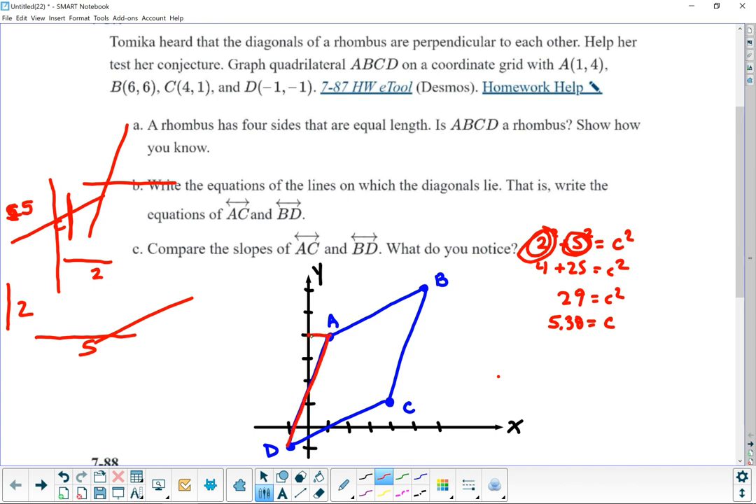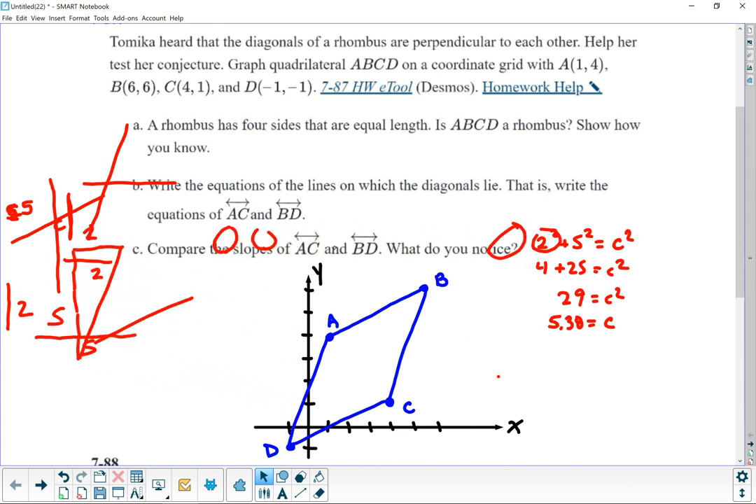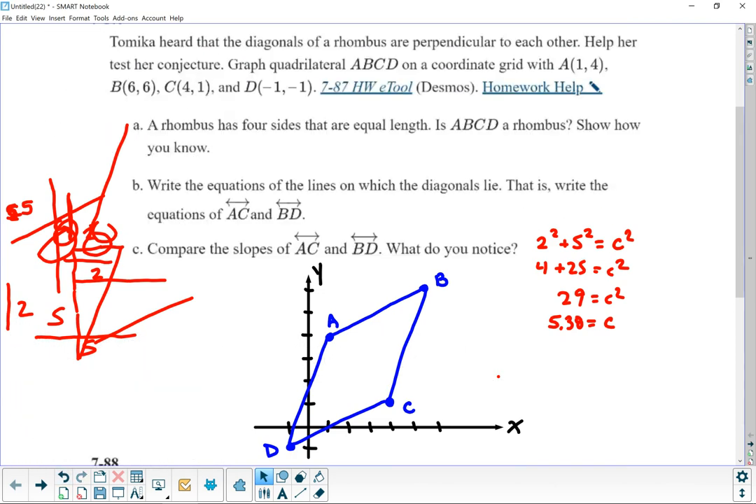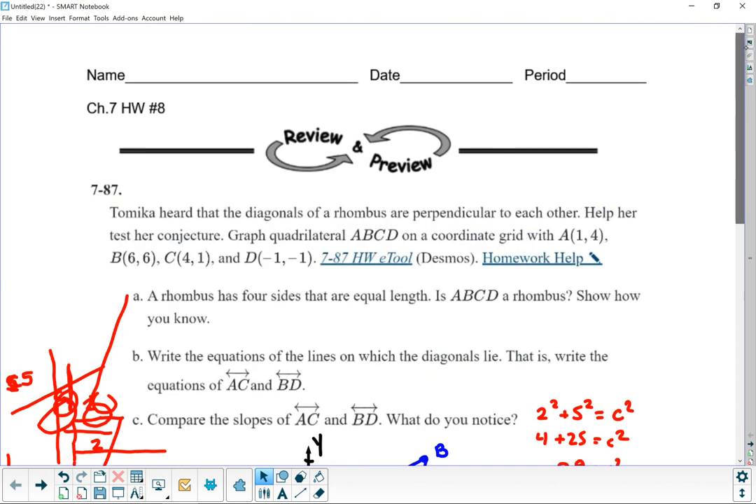So if I go 1, 2, now we go down 1, 2, 3, 4, 5. It's 2 and 5 again. All right, so I don't have to do anything, and I already know that all the side lengths are going to be the same. So a rhombus has 4 equal side lengths. Oops, sorry. Let me lock that in.